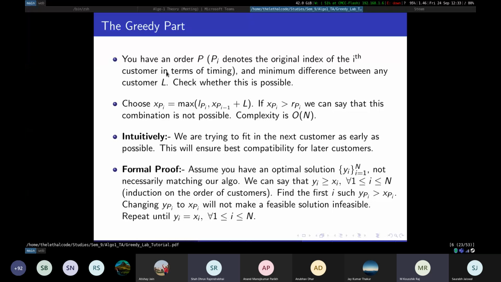Okay. So what you are doing is basically, assume you have allotted all customers until PI minus 1. That is, if it is 2, 3, 1, you're currently working with the third customer, you assume that the second customer has been already allotted the timing. So what you're basically doing is you want the current customer to be at least L minutes away from the previous customer. That is what this condition is for. You understand this? Like this means that from the previous customer, you are L minutes away.